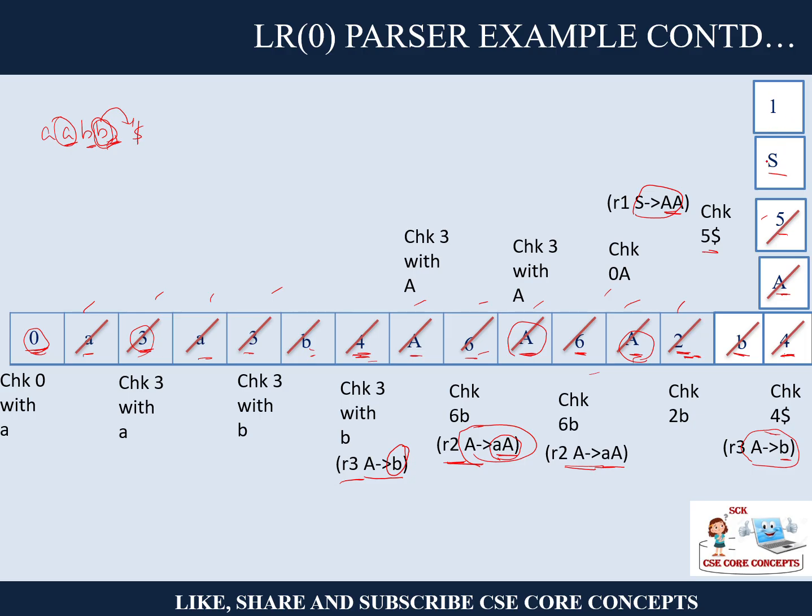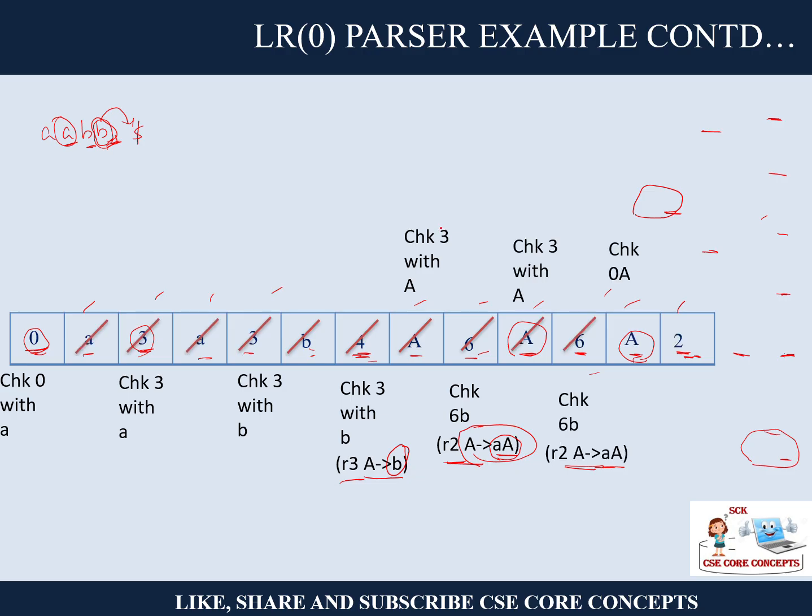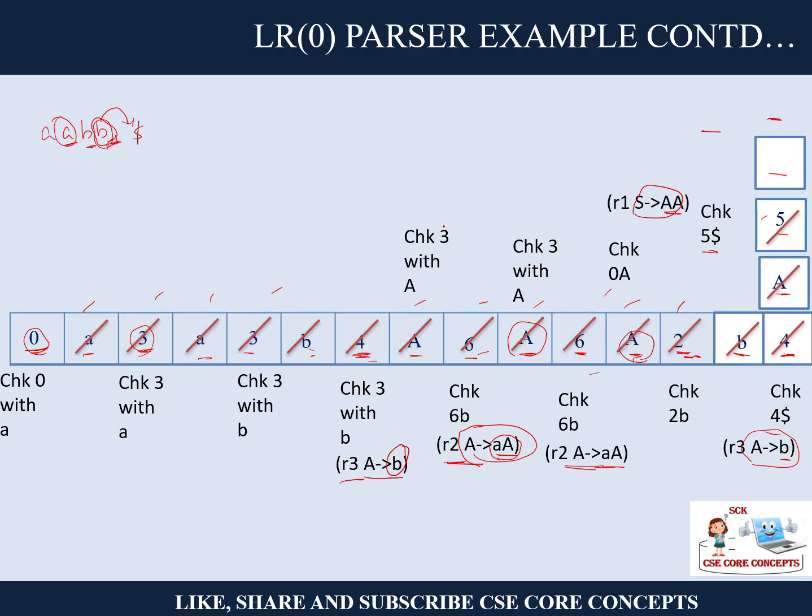Now S and 1 if you check, you have to check 1 and dollar, right? S and 1 you inserted, you have to check 1 and dollar. What is it giving you? Accept. You can come over here and you can see your closure I1 with dollar is accept. So what does it mean? When you reach 1 and dollar, that is the accept stage, which means the string has been parsed successfully. Right? We have done it completely.